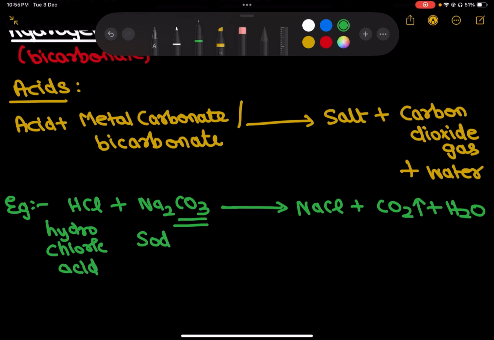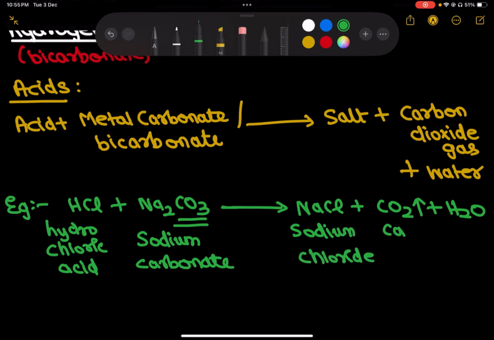Na2CO3 is called sodium carbonate, right? Metal carbonate. The metal here is sodium, so sodium carbonate. NaCl is sodium chloride, or our table salt. CO2 is carbon dioxide, and H2O I'll not write, it is water. You all know. Again, CO2 has been evolved, so hence the upward arrow.